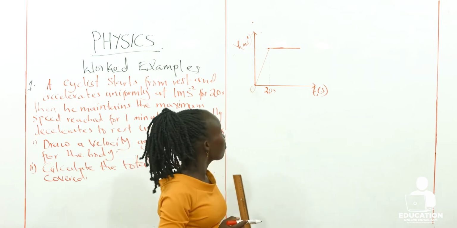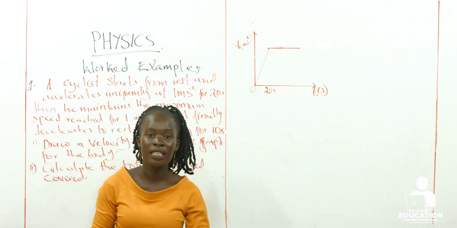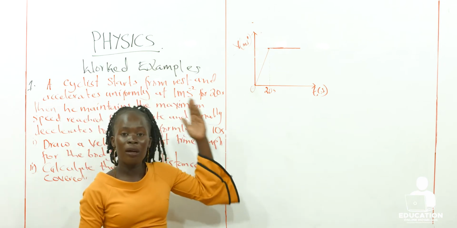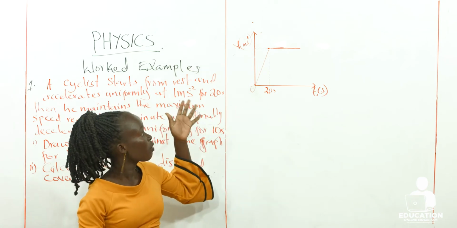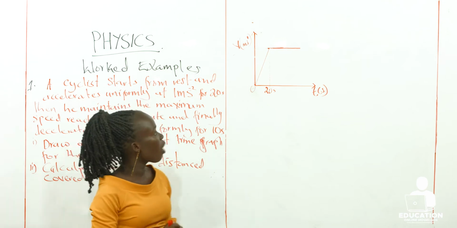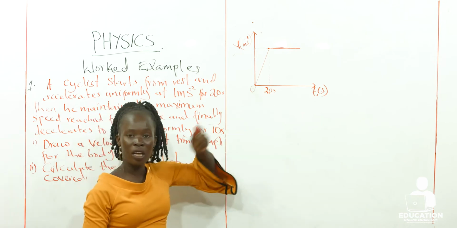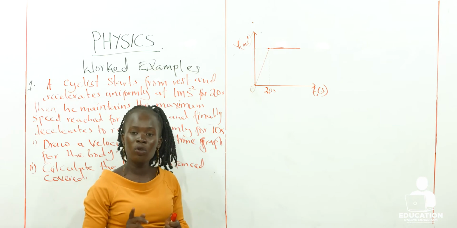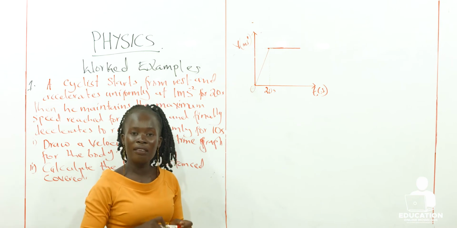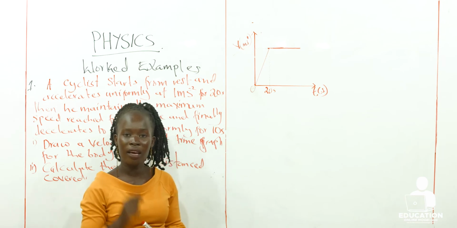So what was the time frame for the cyclist to maintain a maximum or steady velocity? They are saying that the cyclist moved with a uniform velocity for 1 full minute. But we are not going to write our 1 minute here, because the first one was already given to us in seconds. So what we do is we convert the 1 minute into seconds. How many seconds are there in 1 minute?